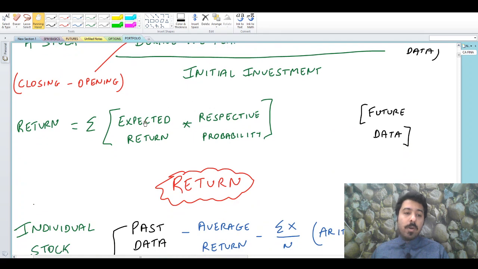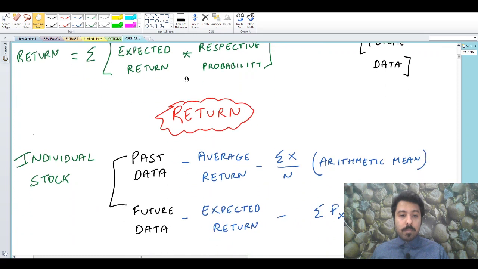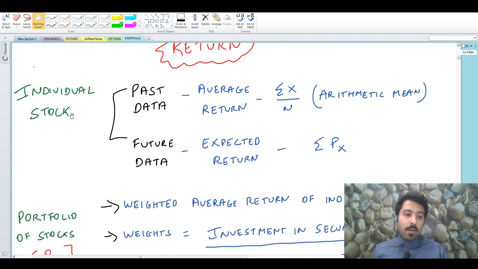So what will we do? We'll calculate return as the sum total of expected return into respective probabilities. Like we'll have multiple returns given and multiple probabilities given. So we'll multiply each of them and the sum total of the column will be our return. Like we have x for return, p for probability, so the column will be px where we multiply all of them. So the sum total of the column px will be our return if future data is given. Okay. So return of an individual stock can be past data or future data.